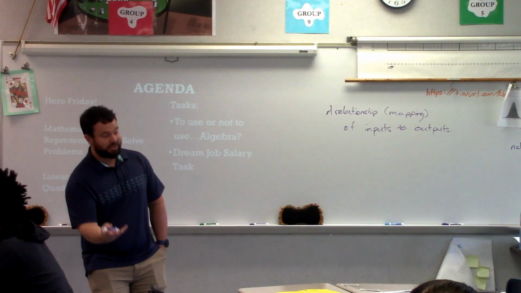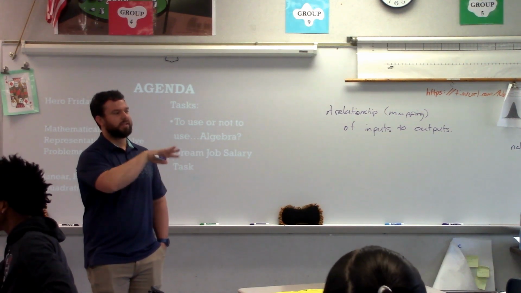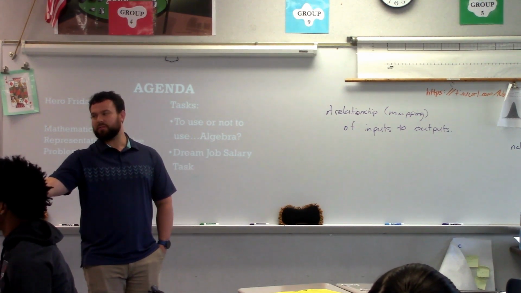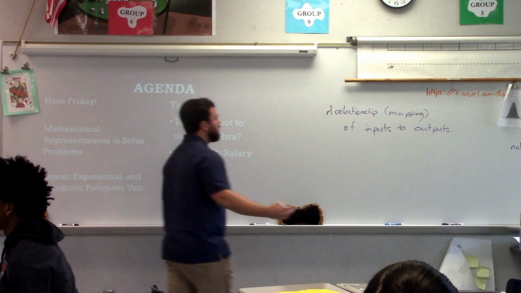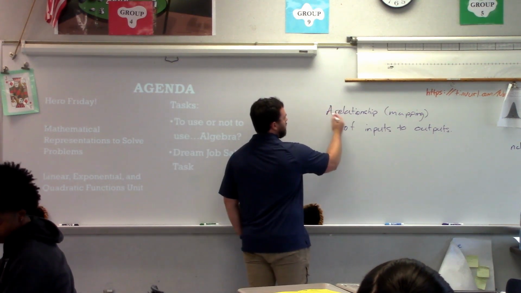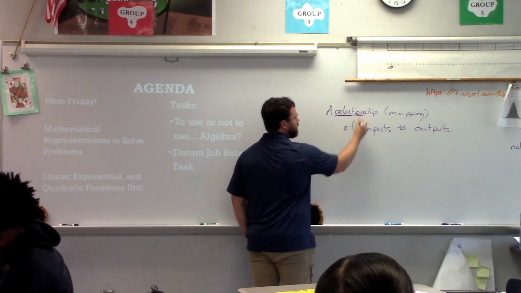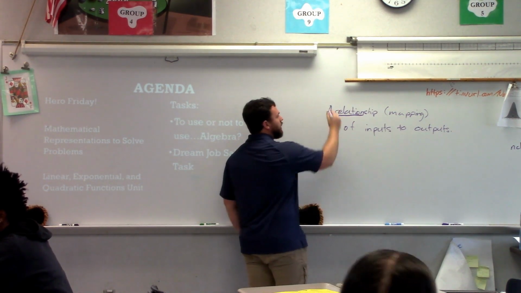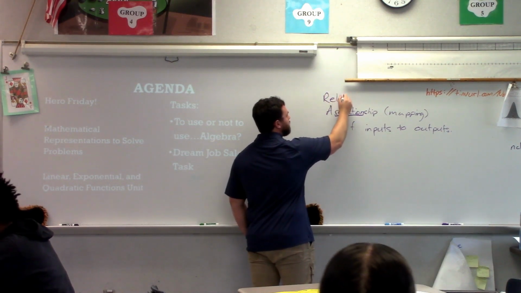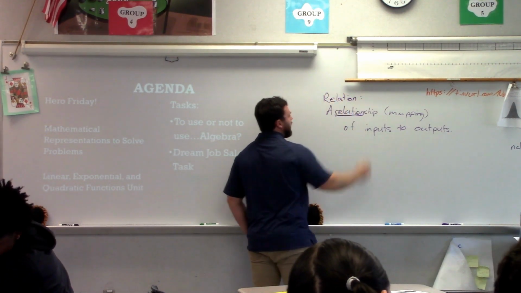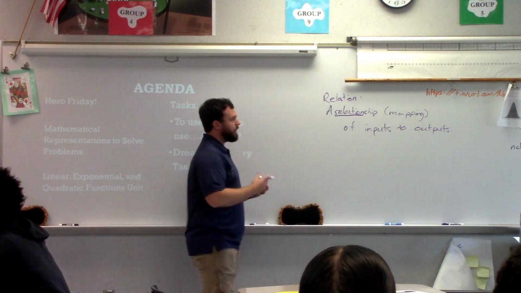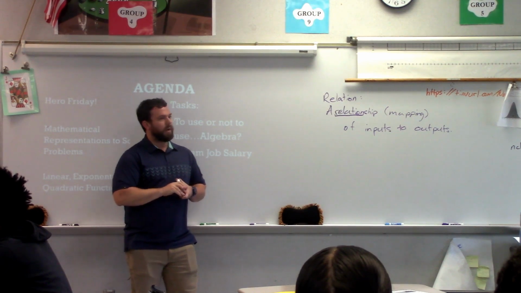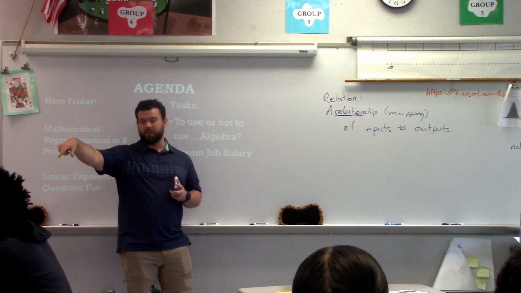A relationship between inputs and outputs, a mapping of inputs to outputs. What do you think it is? A relation? Wait, so this thing is just simply called a relation. Don't make it more complicated than that, guys. A relation is a relationship or a mapping. Mapping is the proper term there, of inputs to outputs. And we're going to do more with that and build into functions.